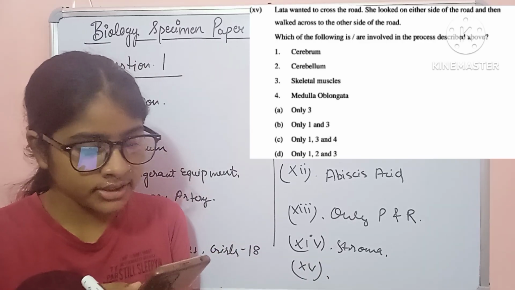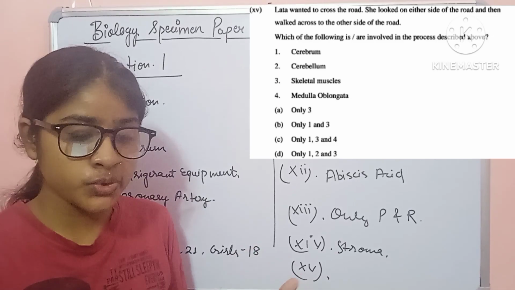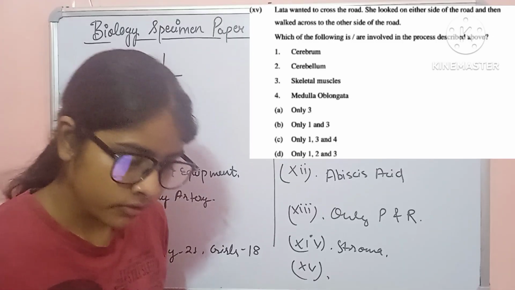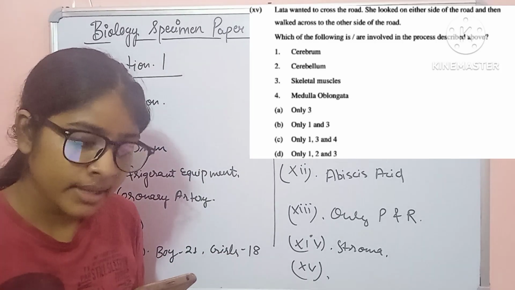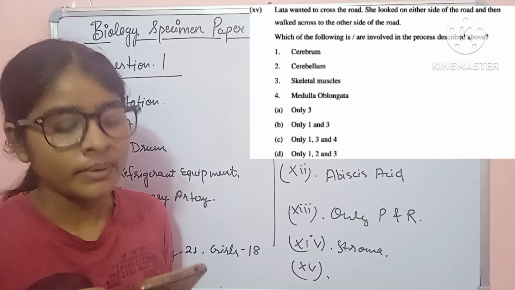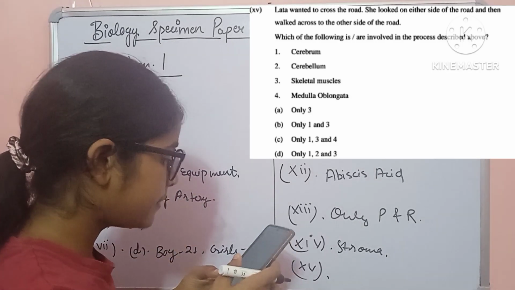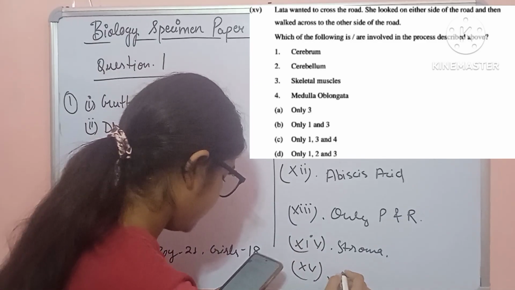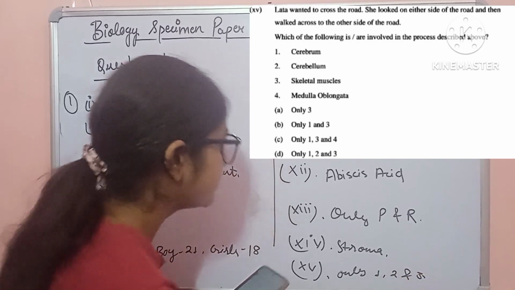Lata wanted to cross the road. She looked on either side of the road and then walked across to the other side of the road. Which of the following is or are involved in the process described above? Cerebrum, cerebellum, skeletal muscles or medulla oblongata? The answer is only 1, 2 and 3. Cerebrum, cerebellum and skeletal muscles are involved in this process. Only 1, 2 and 3.